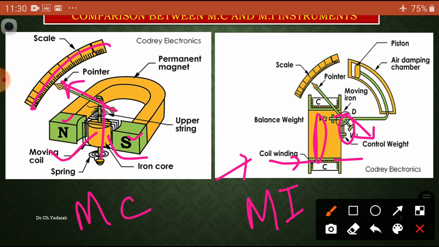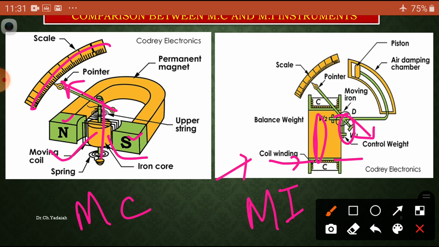We have seen how the deflecting torque is generated in both cases, how the controlling torque is produced, and how the damping torques are applied; we have seen each and every one. When spring controlled, the angle of deflection theta is directly proportional to the current in the case of the moving coil instrument, whereas theta is directly proportional to the square of the current in the case of the moving iron instruments, whether attraction type or repulsion type.